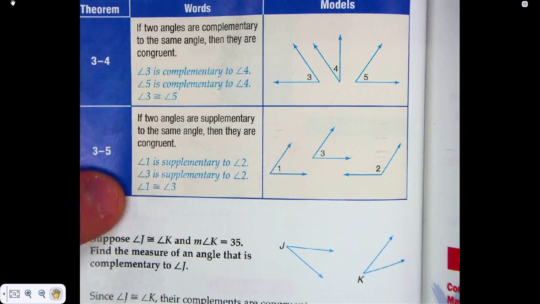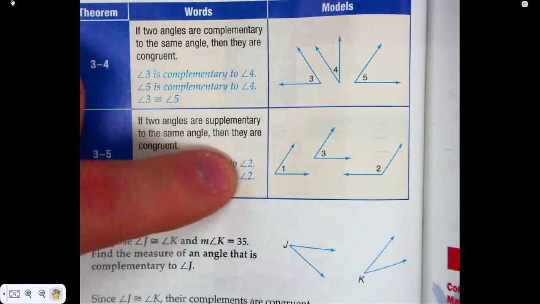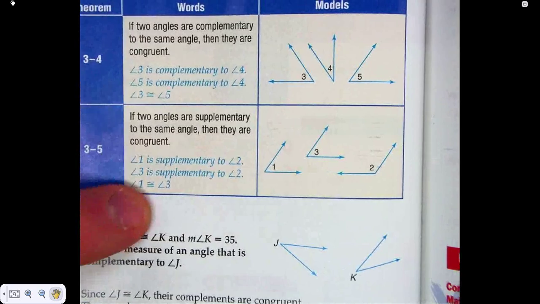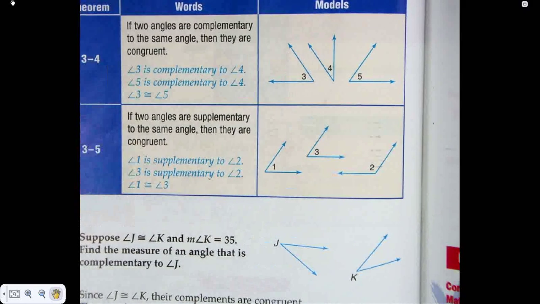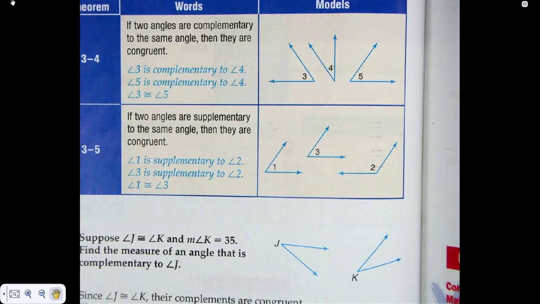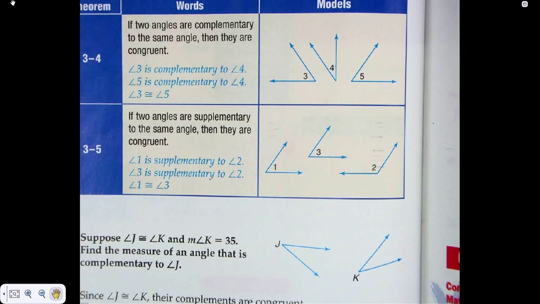It's the same thing for supplementary. If angle 1 is supplementary to angle 2, and angle 3 is supplementary to angle 2, then angles 1 and 3 have to be the same, because they have the same amount left to get to 180. Okay?